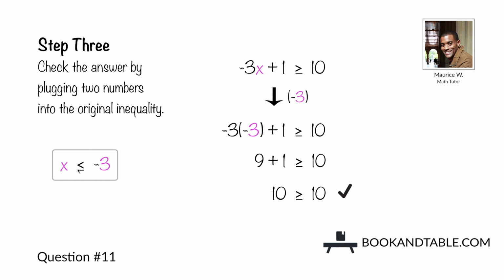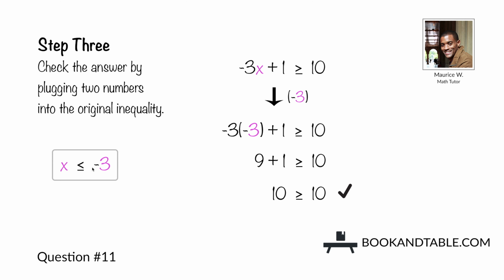Now, to confirm that this is the answer we're looking for, we want to plug in -3 because that should lead to a true statement, since according to our answer, x can equal -3. But then we also want to plug in a number that should not work. So since x is supposed to be less than -3, we're going to plug in a number that is larger than -3. So we'll plug in -2 as our second number.